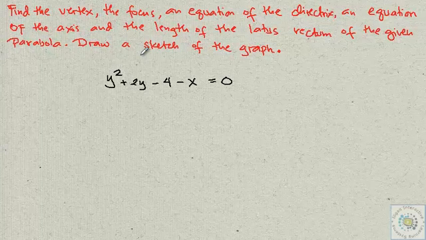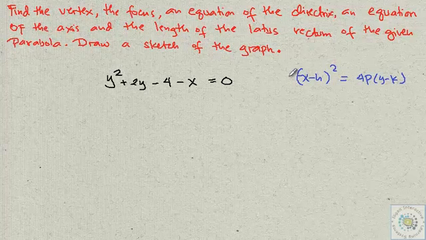We are asked to find the properties of this parabola: the vertex, the focus, the equation of the directrix, the equation of the axis, the length of the latus rectum, and even sketch the graph of this parabola. Before we can do that, let us remember that there are these two special cases for a parabola. One has this form: (x minus h) squared is equal to 4p (y minus k).